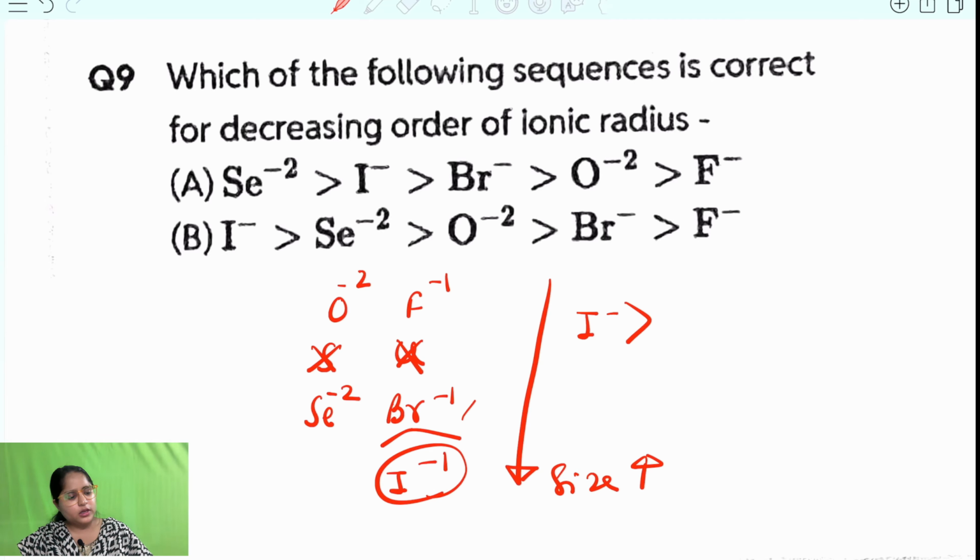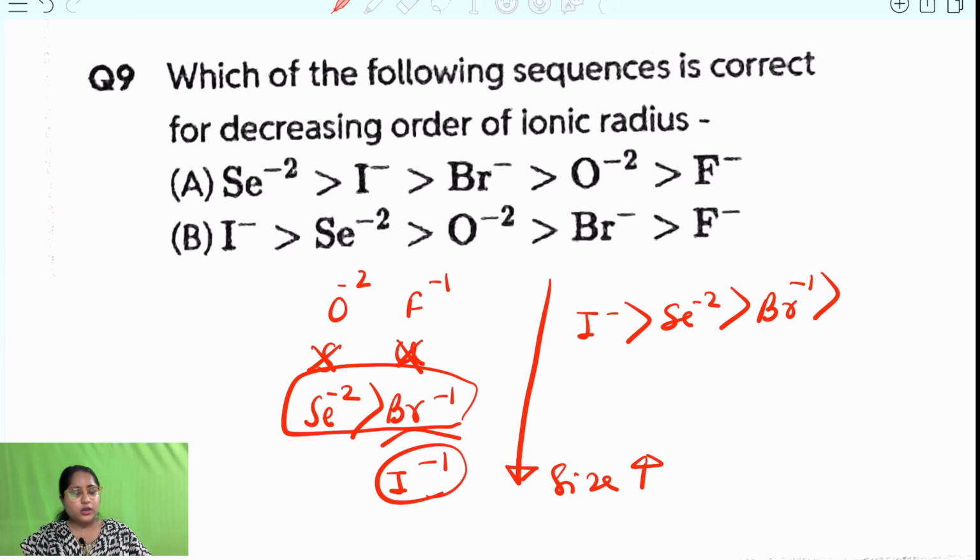Now when we are talking about selenium and bromine, they belong to the same period. Both are isoelectronic, right? Se minus 2, Br minus 1, both belong to the same period. Then I can say that Se minus 2, because of more minus charge, has more size. So after I minus, Se minus 2 will come, then Br minus 1. So always arrange within the same period by checking electrons: more minus charge, more size. But down the group size increases, so the fifth period will be more than the fourth, and the fourth more than the third, without any exception. The exception is in d-block elements, where 4d and 5d are almost similar in size due to lanthanide contraction.